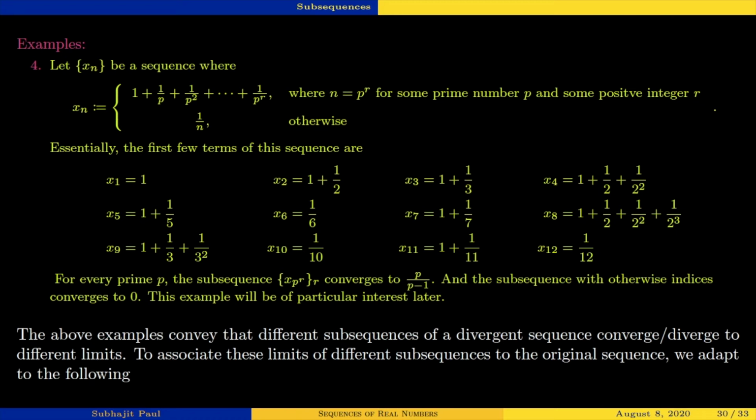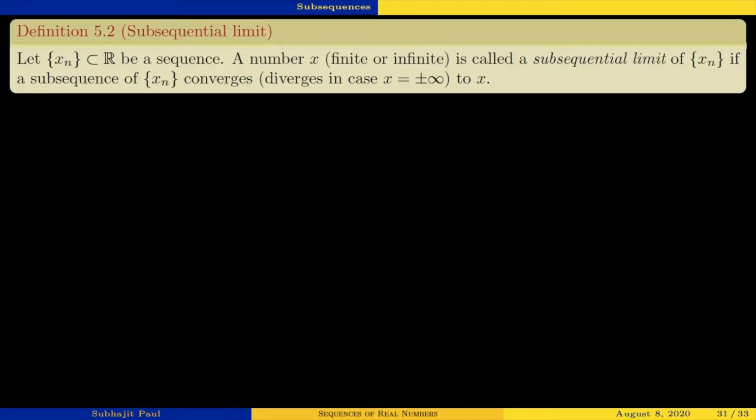So understand this thing. The above examples convey that different subsequences of a divergent sequence converge or diverge to different limits. Converge to something or diverge to infinity, something like that. So these limits, this p by p minus 1, is a particular number which is very much associated with this sequence. So that association we need to study now. The definition is of subsequential limit.